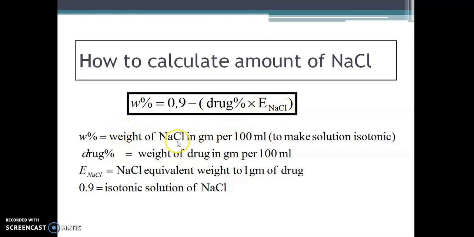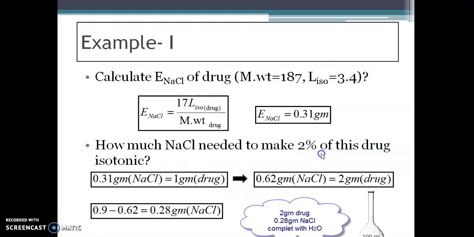W is the weight of the sodium chloride in gram per 100 ml, which makes up the solution isotonic. Second is the drug percentage, that is the weight of the drug in gram per 100 ml. And third one is the equivalent of sodium chloride, calculated from the previous step, the sodium chloride equivalent weight to 1 gram of the drug, that is the equivalent factor. And this 0.9 is the isotonic solution of sodium chloride.